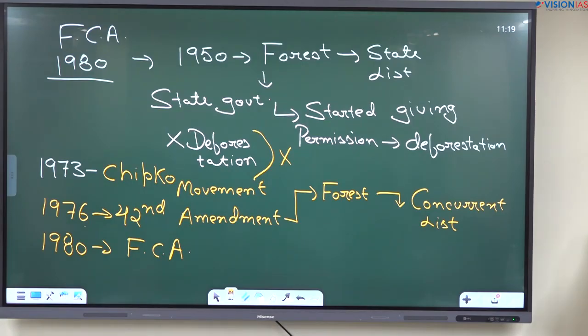Otherwise, the deforestation which was happening in India caused heavy damage to India's forest. This act saved India's forest. Otherwise, state governments were destroying the forest all over India. Now, state governments cannot do this. If deforestation has to be done, there is a proper mechanism. They have to take permission and approval from the central government. And it is not easy. The approvals are not easy.